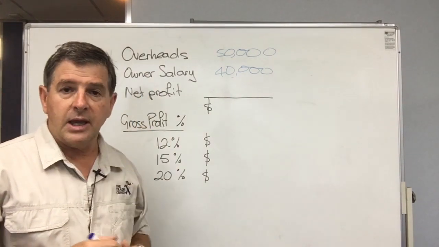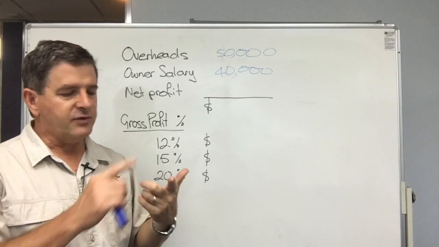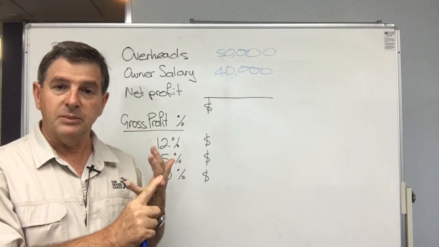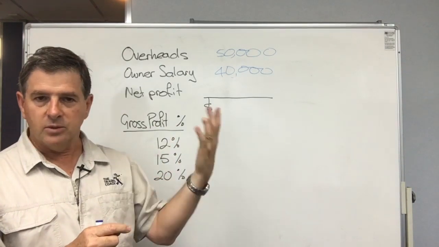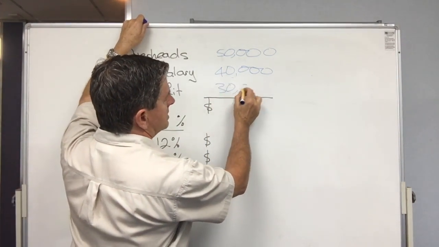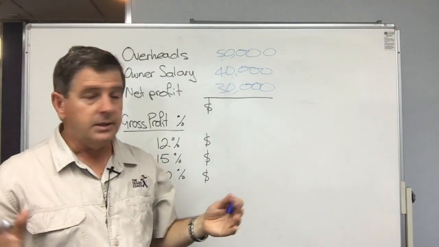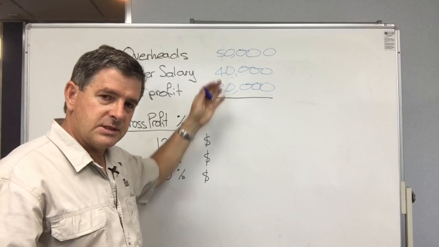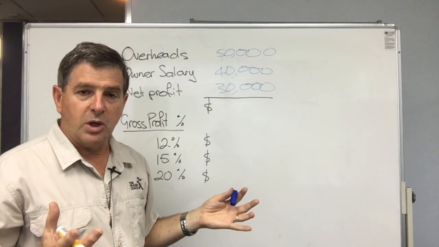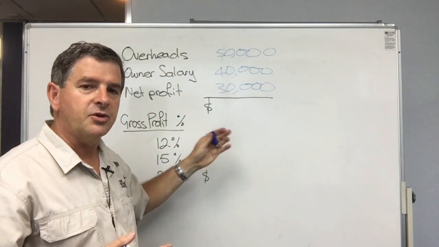Then we look at how much pure net profit we want to leave in the business after all the overheads are paid and after you've paid yourself an owner's salary, to fund future growth, to pay down debt or what have you. We've decided, based on the size of the business, that's going to be $30,000. The beauty of this budget process is that you can play around with these figures. I have a spreadsheet that I use with my clients so they can run different scenarios through here.